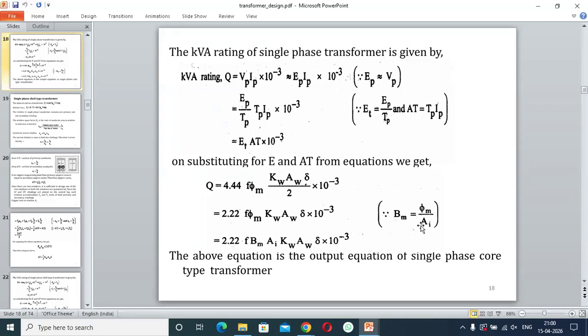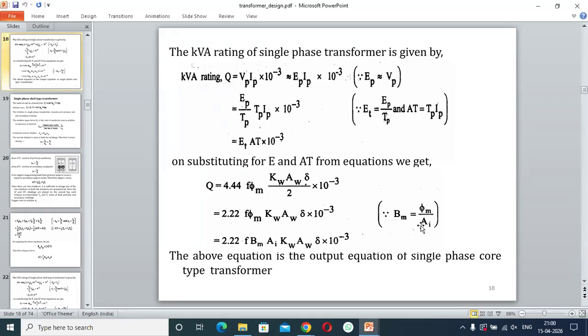So eddy loss in a transformer is the amount of heat caused by its magnetic flux. How is this magnetic flux going to be circulated around our conducting core? This current circulates perpendicular to the flux, and this is going to give our spark. So these eddy losses happen due to the magnetic field.